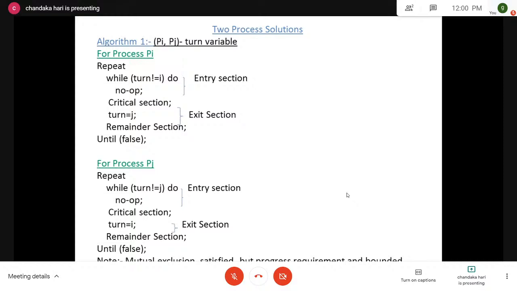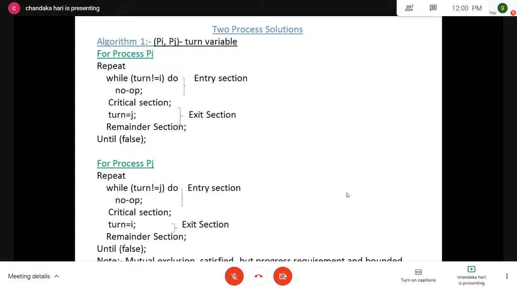What is a progress requirement? Whenever the CPU becomes idle, we need to give first priority to the processes that are trying to enter into the critical section. Such a measure is not clearly mentioned here. And bounded waiting means there exists a practical limit on how many times each process can be allowed to enter into the critical section. There is no such thing discussed. That implies this algorithm satisfies only mutual exclusion; progress requirement and bounded waiting are not satisfied.